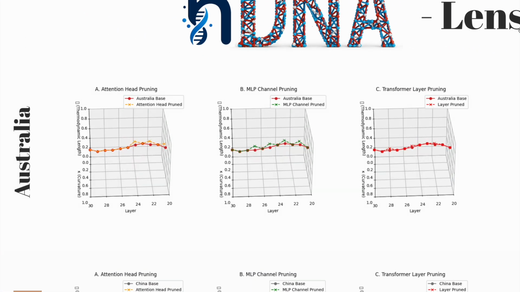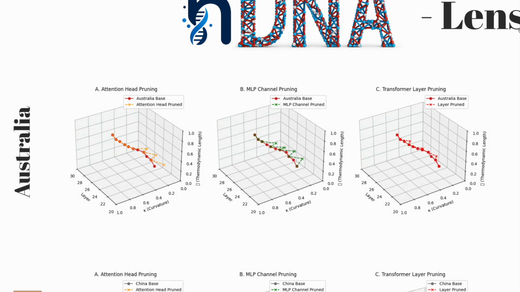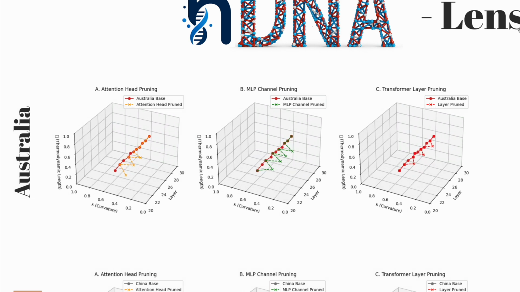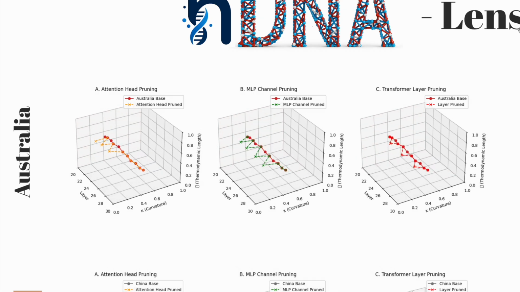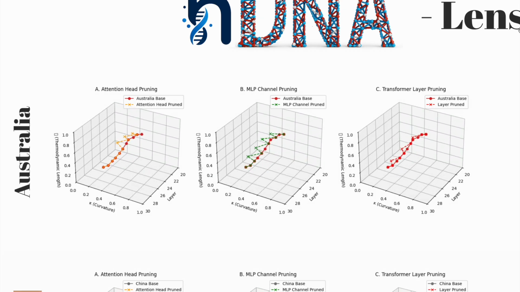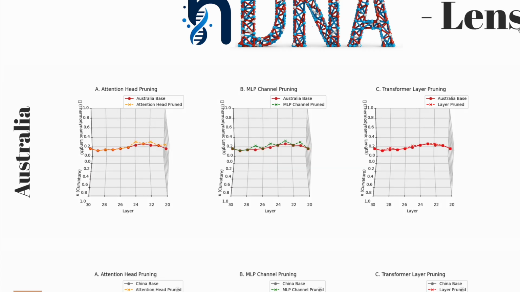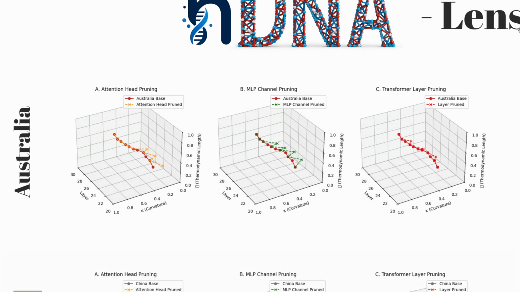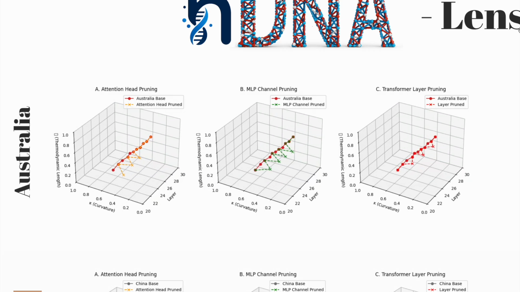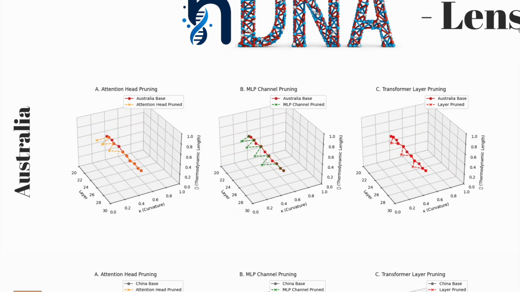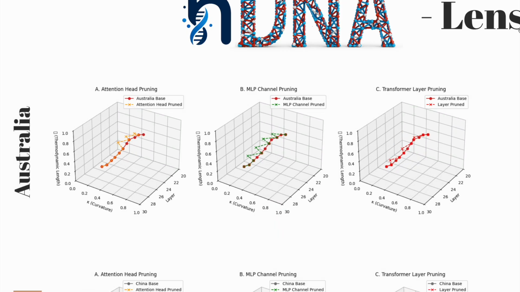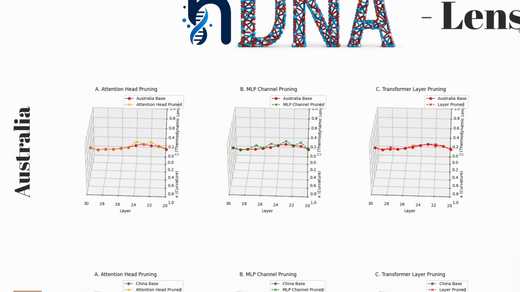Australia, pruning scars at a glance. Attention head pruning in orange, removing whole attention heads, severs routing edges. You see an early drop in thermodynamic length around layers 22 to 24, with mostly smooth curvature and a few small kinks as the stack tries to reroute. Translation: the global aggregator loses clean handoffs, so the model starts coasting. It keeps direction but with less thrust, and turns become wide and lazy rather than crisp.